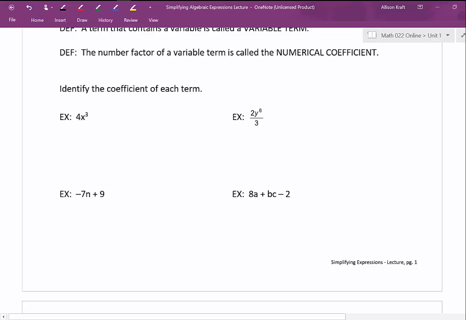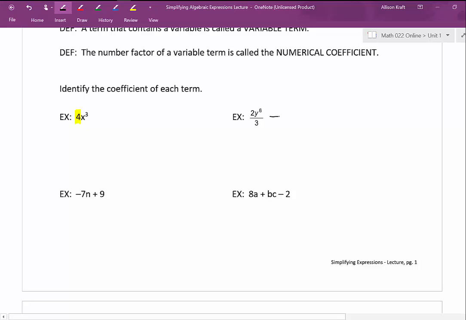4x to the third. We've already identified that this is a single term. It is a variable term, since we see a variable. Therefore, we should have one coefficient. That one coefficient is 4. In the next example, we see a fraction, but no addition or subtraction symbols. There's one term here, therefore there should be one numerical coefficient.